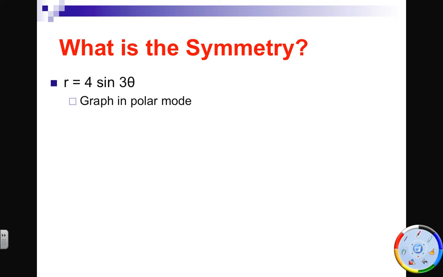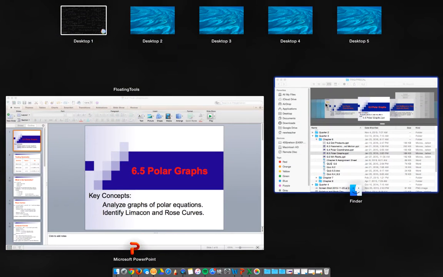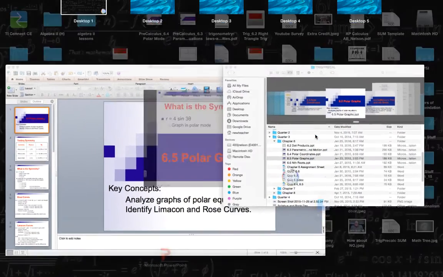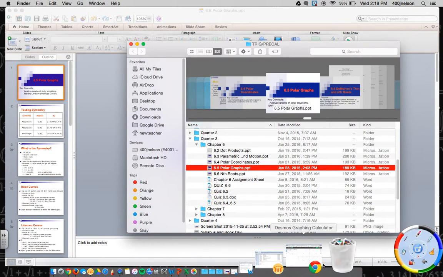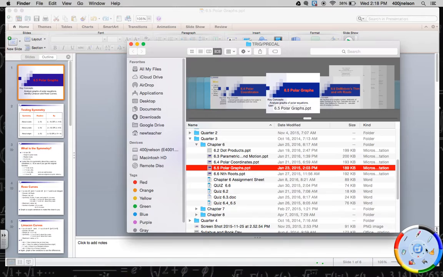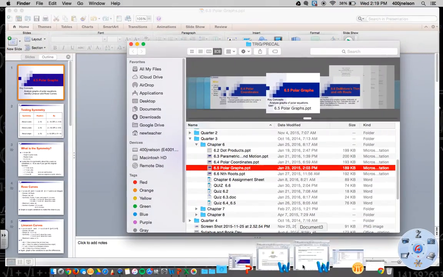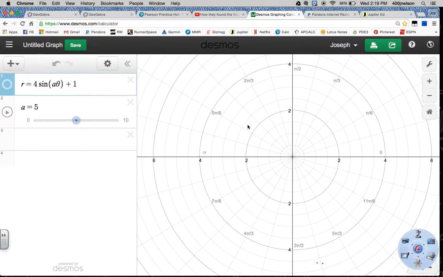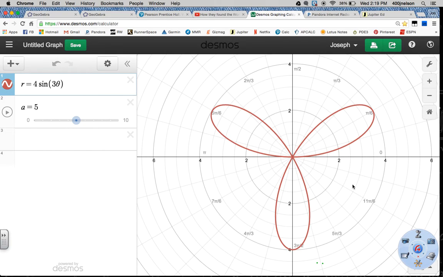If you were to graph this in polar mode, if you have a calculator handy, go ahead and do it. I guess I'll show you what Desmos looks like right now. Desmos is here somewhere, I thought. Here's Desmos. Get rid of that 1. And we're saying 3 theta. Let's graph that. You get something that looks like this.